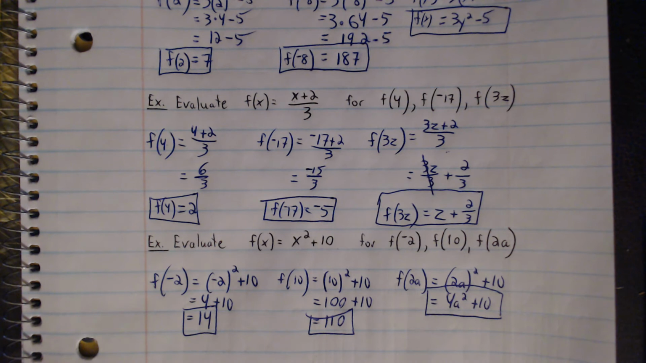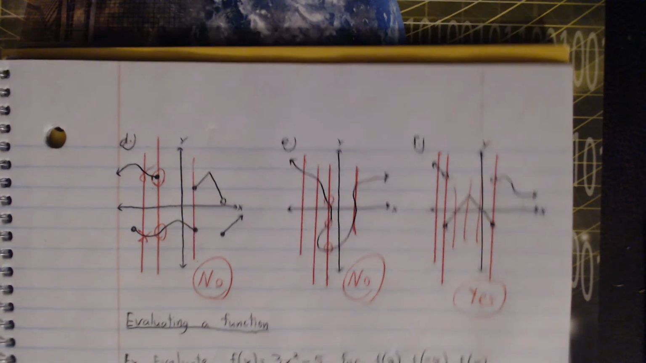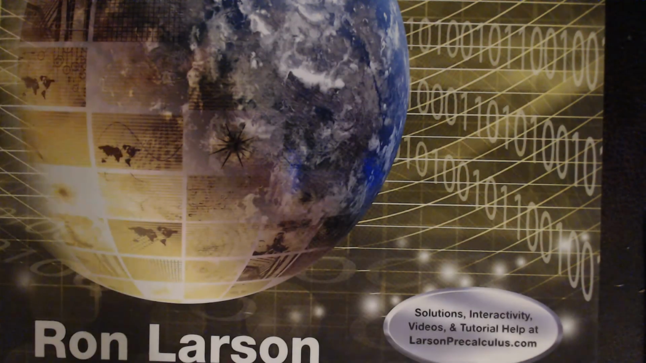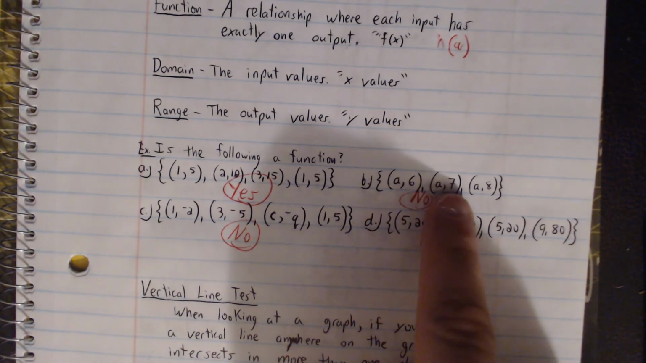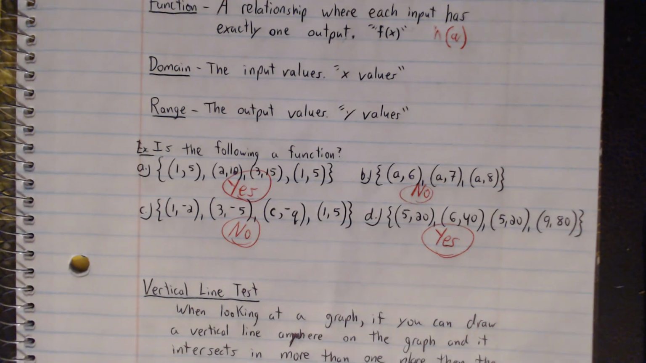That's how we evaluate. Again, vertical line test, easy to do. You just check to see if any lines hit more than once. And as far as coordinate pairs, again, if we have one x value giving us multiple y values, doesn't work as a function.